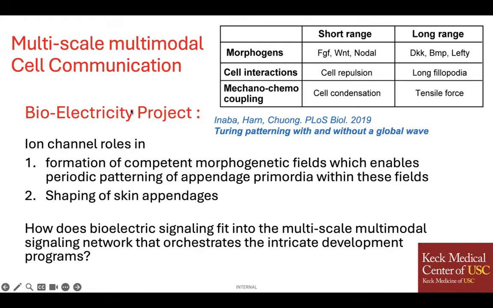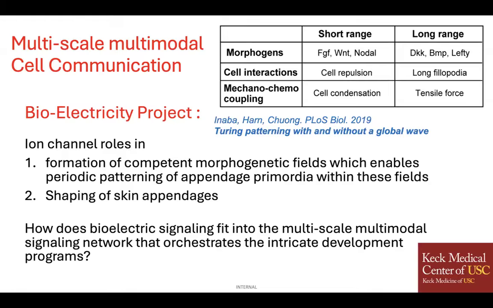My role in this collaboration with Ming's lab is to look at bioelectricity in development. And we think that the ion channels play roles in the formation of competent morphogenetic fields. That in turn enables periodic patterning of appendages within the fields. And furthermore, after the patterning has been laid out and the appendage primordia appear, the appendages are shaped by the function of these ion channels.